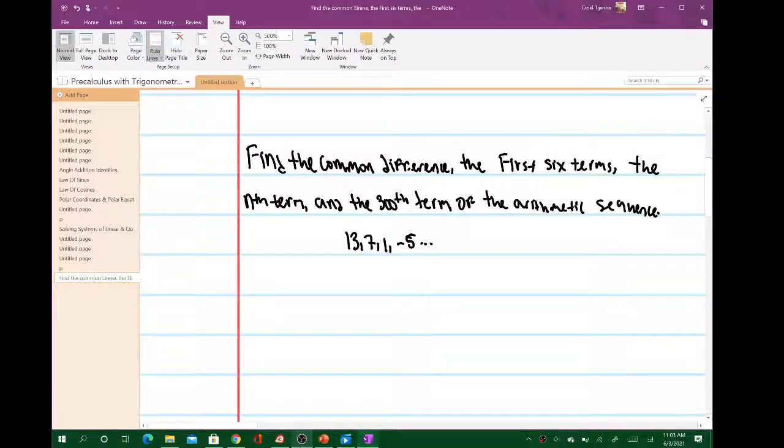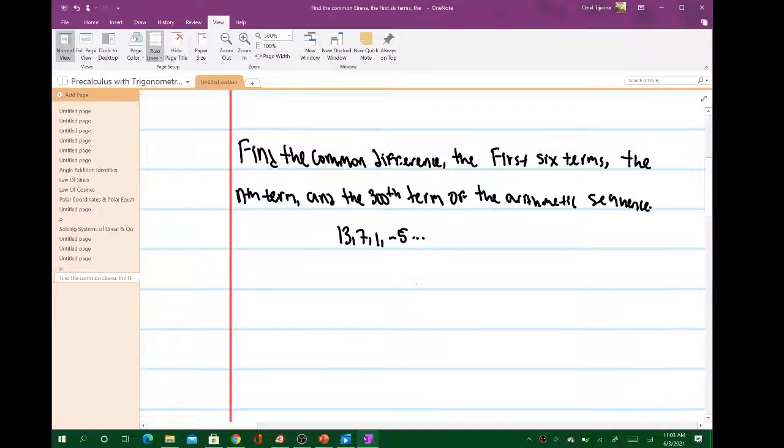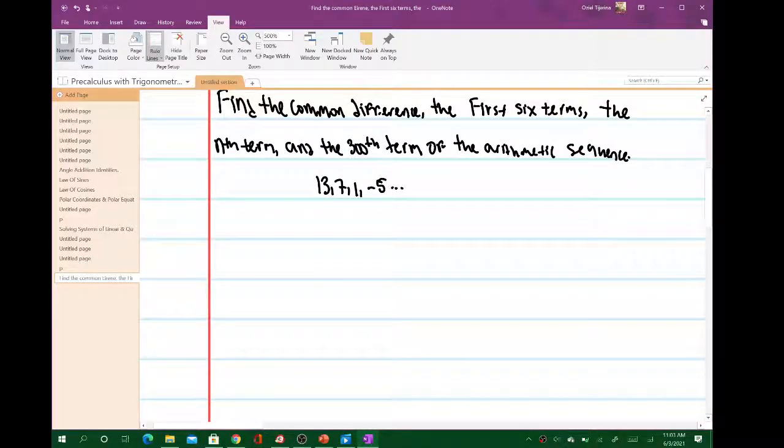Okay, so hi guys. Let's look at this problem here. It says find the common difference, the first 6 terms, the nth term, and the 300th term of the arithmetic sequence. The sequence they give us is 13, 7, 1, and -5.